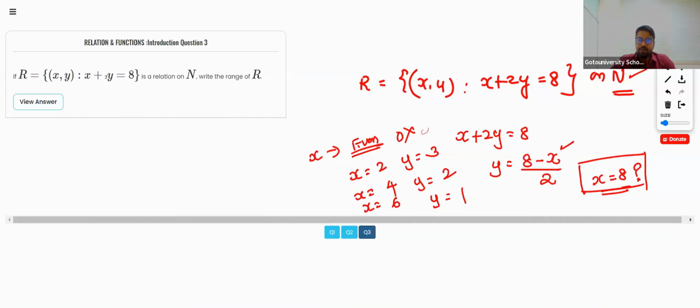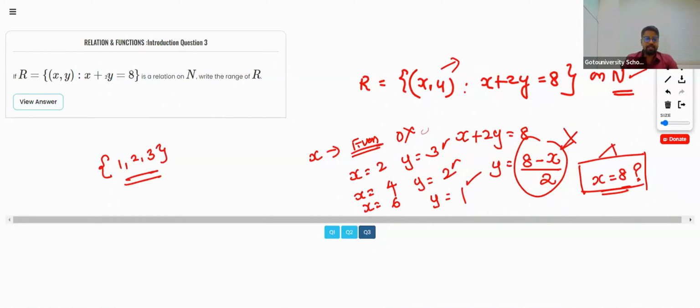So now my question is, can x be 8? It's not possible, because if x is 8, what will happen? It will become 0. y will become 0. Not happening. So these are the only elements which y can take, and that is the second element in the ordered pair. So what is our range set? Our range set is 1, 2, and 3.